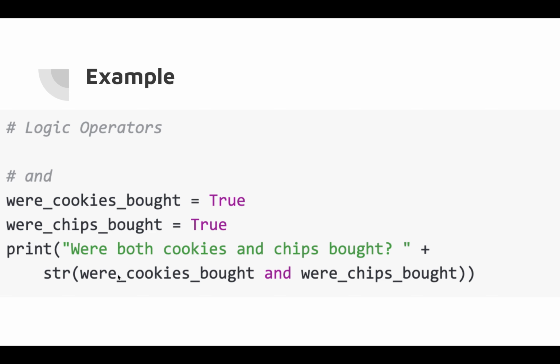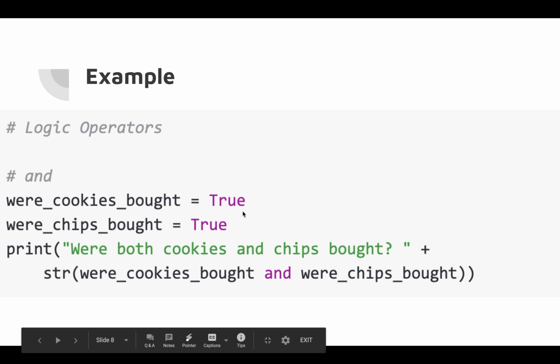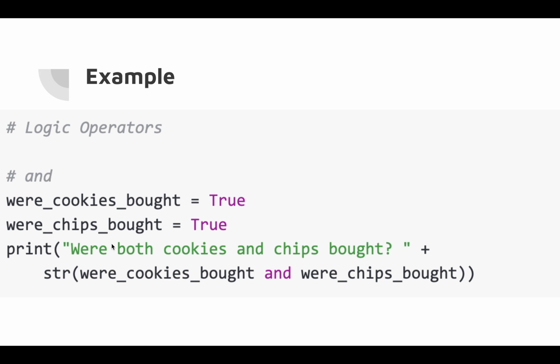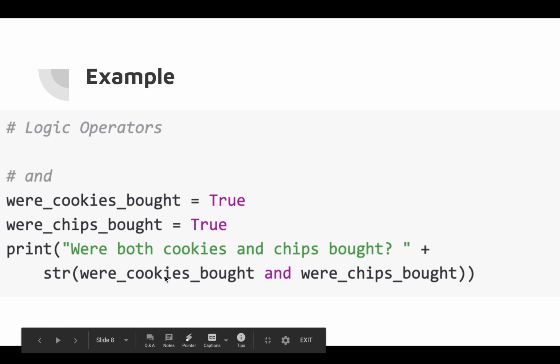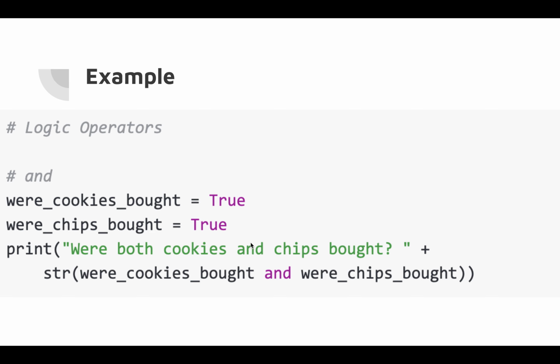So we just notice here that where cookie spot equals true, and where chip spot equals true. If we compare these two, for instance, where cookie spot and where chip spot, it will return true as well, simply because both of these values are true. So you'll notice that if any one of these values is false, for example if this is false, then this entire expression will return false as well. And if both of them are false, then obviously false will be returned.